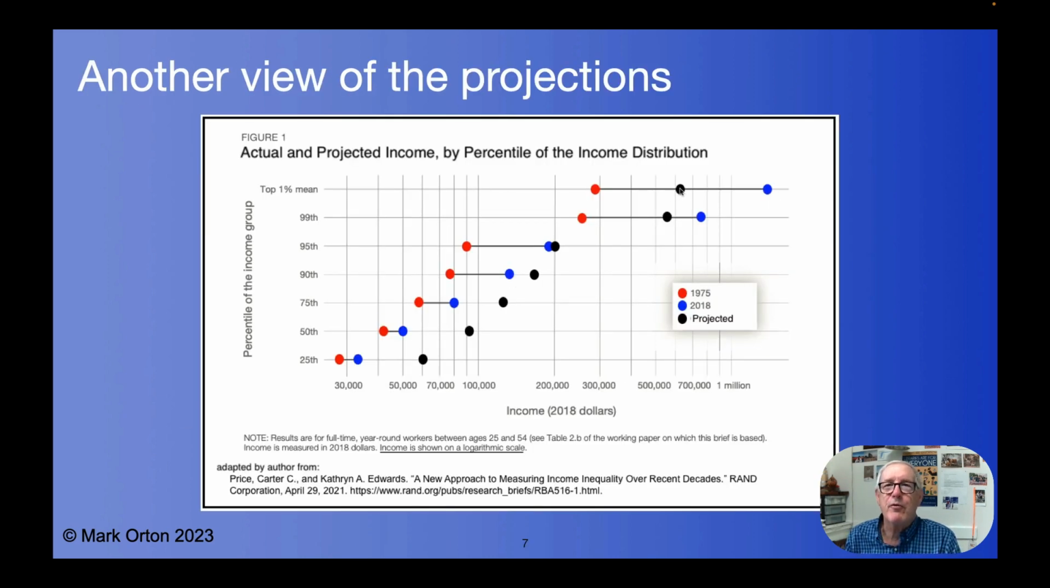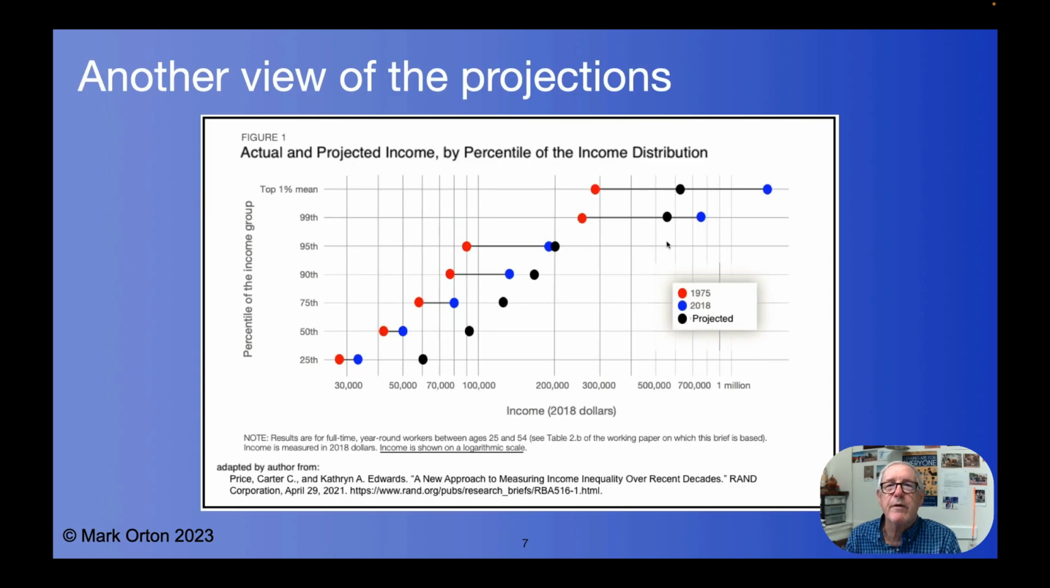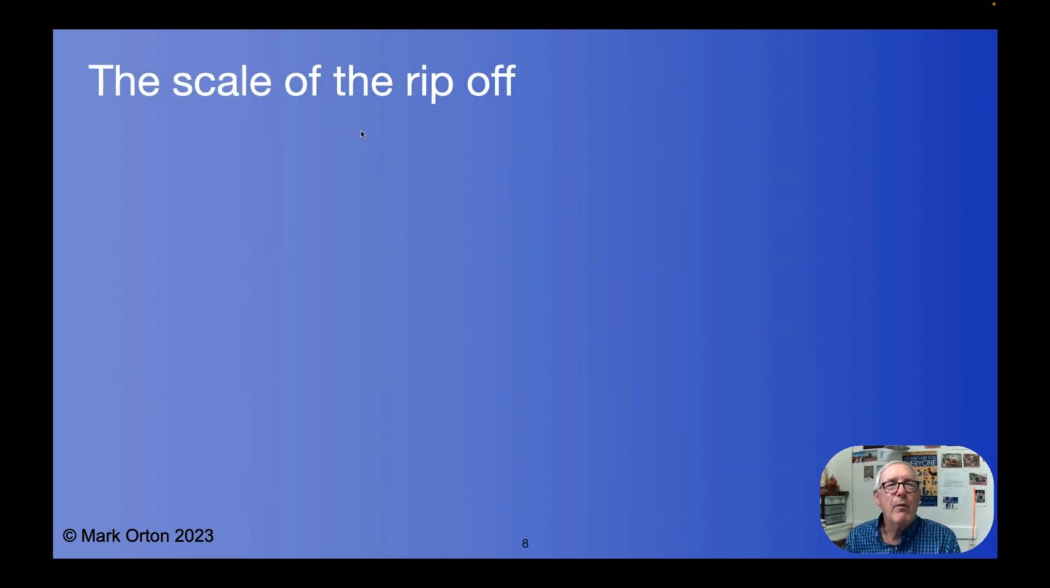If they had followed the projections, the trend lines from 1948 to 1979, they should have only been at around... Let's go back. They should have been at $630,000. So the vast majority of the money ended up in the very top of the pile. So here's the question then, what's the scale of this ripoff?